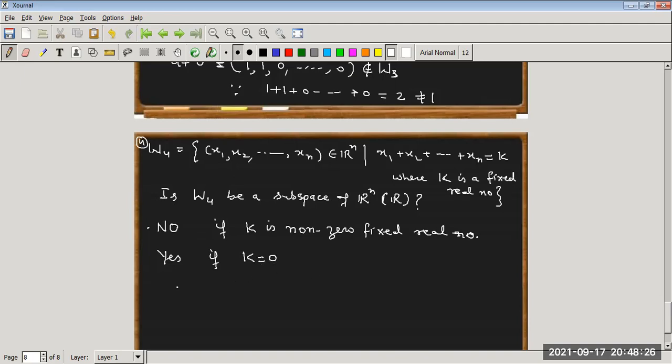How can we show this? If k is 0, then the sum x1 plus x2 plus up to xn is equal to 0. Such an element belongs to W4, whose sum is 0. Now what is the possibility? If I take U equal to 1, first 0 0 0, this belongs to it, yes.